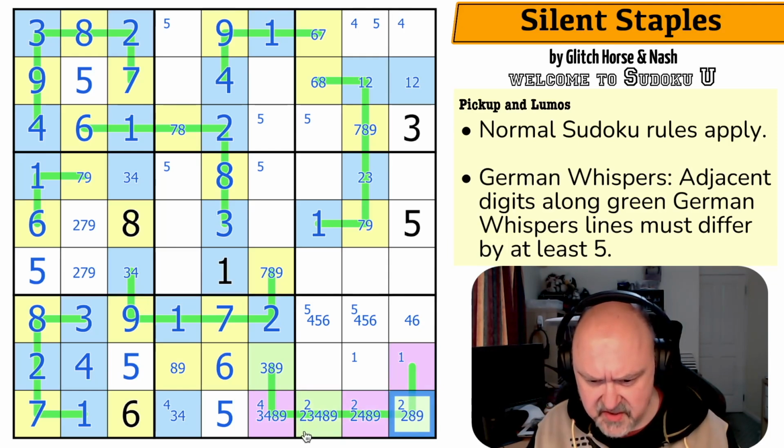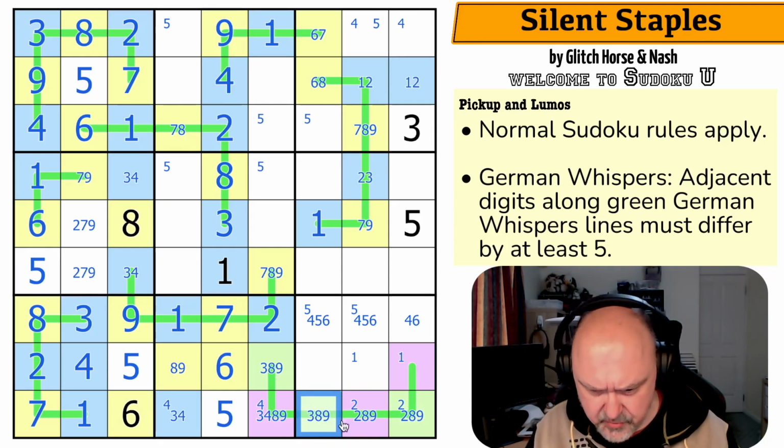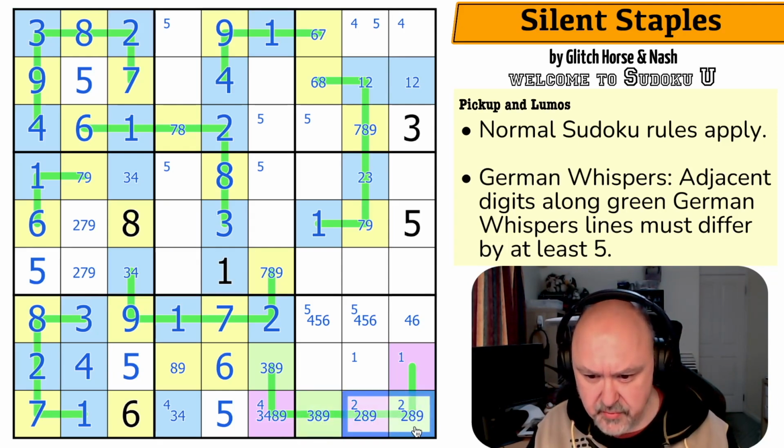If that's a low digit, that can't be a 4. So these are from 2, 3, 8, 9. That can't be a 2. If that's a 2, that would be an 8 or a 9, and those are the same high-low. So that can't be a 2. So 2 is in one of those two.